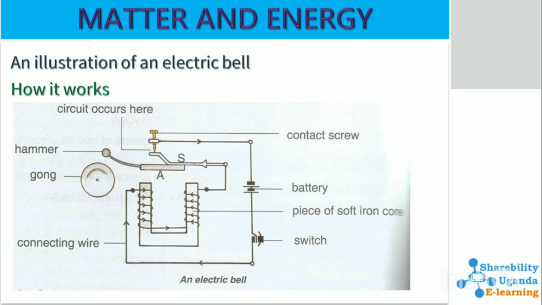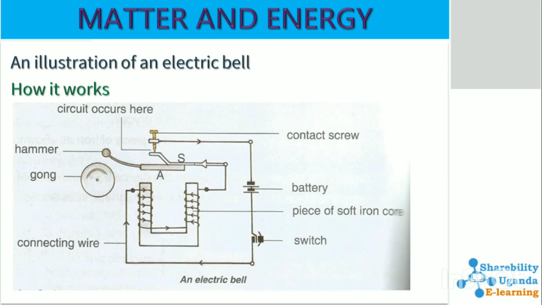So when the switch is closed, current flows through the connecting wires and to the piece of soft iron core. When current is flowing, it generates a magnetic force which is induced in the piece of soft iron. When that force is induced, that soft iron core attracts point A, which has the hammer. Then the hammer hits the gong.